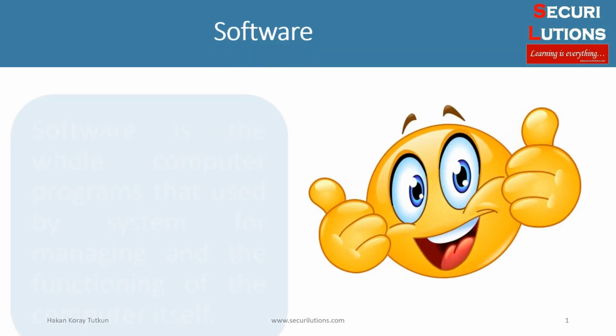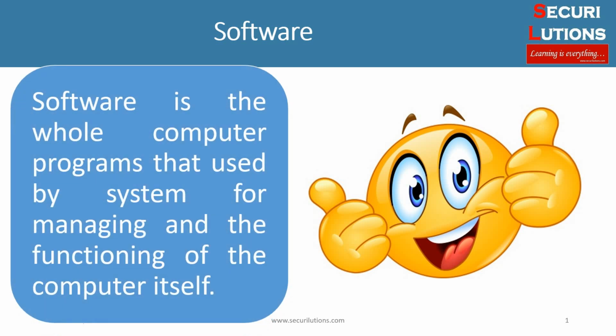Computers have different types of hardware components and need different types of system software to communicate with this hardware. System software is a basic component of a computer system. It is a computer program used by the system for the management and functioning of the computer itself. It starts running when you power on your computer and runs until you turn off your system.